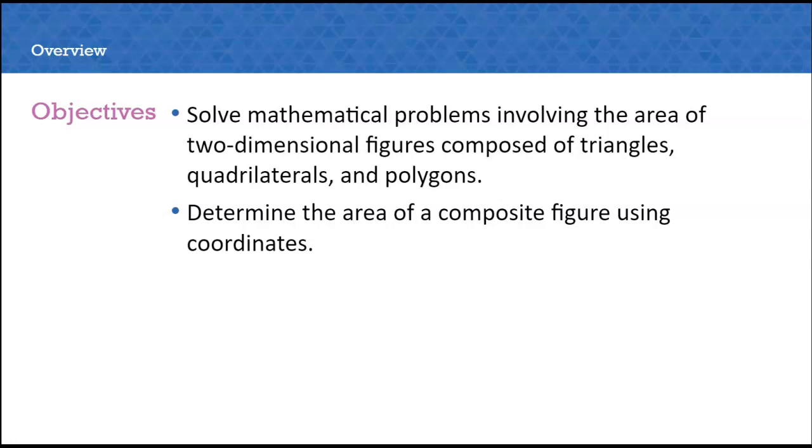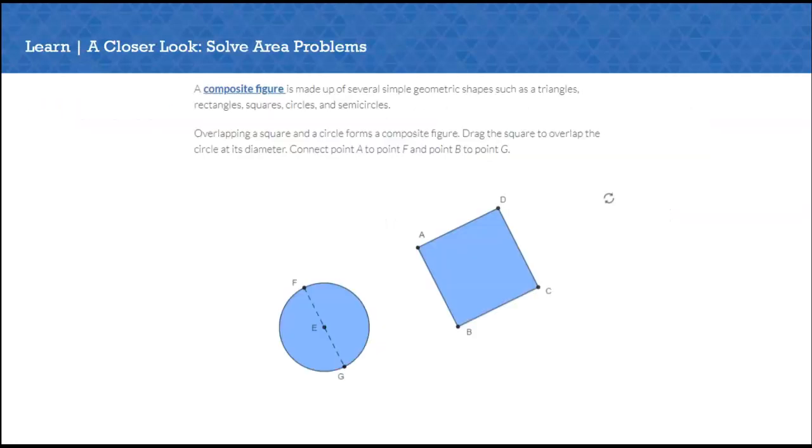2.04, Composite Figures, where we will be solving mathematical problems involving the area of two-dimensional figures composed of triangles, quadrilaterals, and polygons. We will also determine the area of a composite figure using coordinates. A composite figure is made up of several simple geometric shapes, such as triangles, rectangles, squares, circles, and even semicircles.